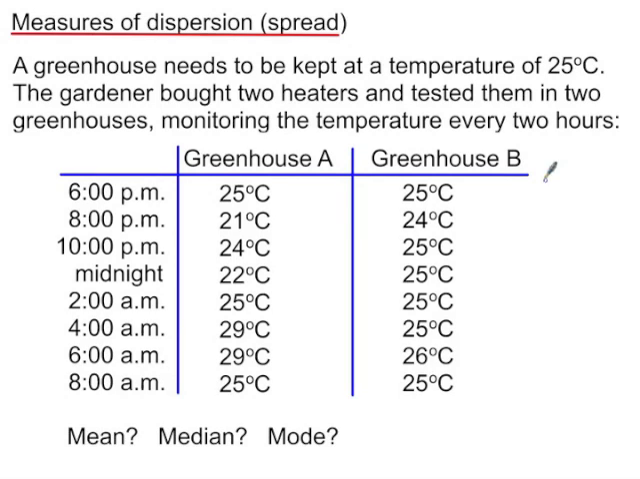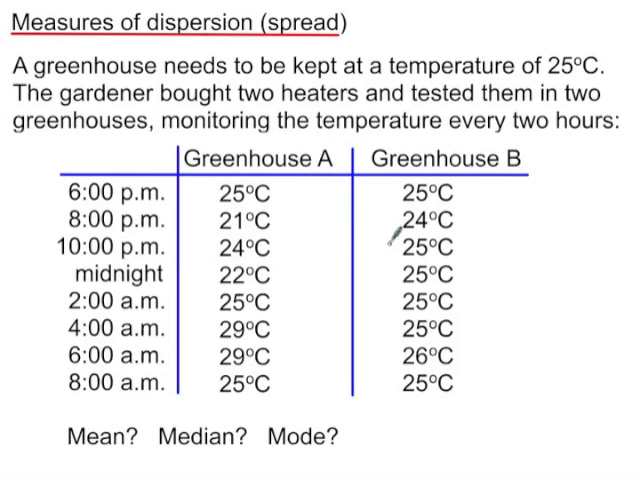This lesson is about comparing sets of data by looking at measures of dispersion, in other words, how spread out the data is. If we take this example where a greenhouse needs to be kept at a temperature of 25 degrees Celsius, the gardener buys 2 heaters and tests them in 2 different greenhouses.